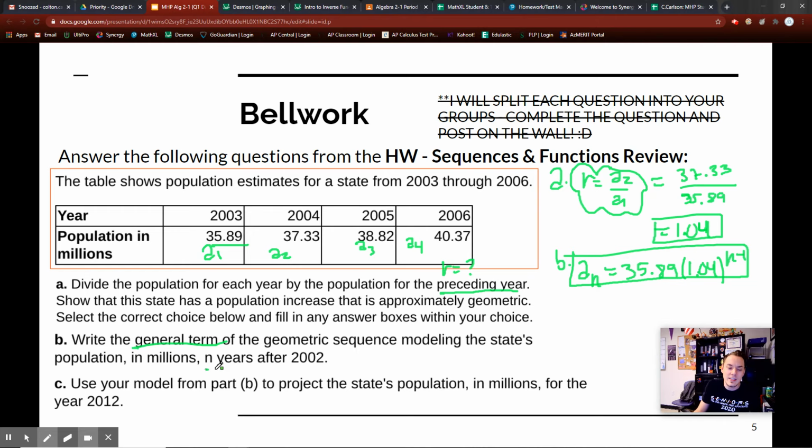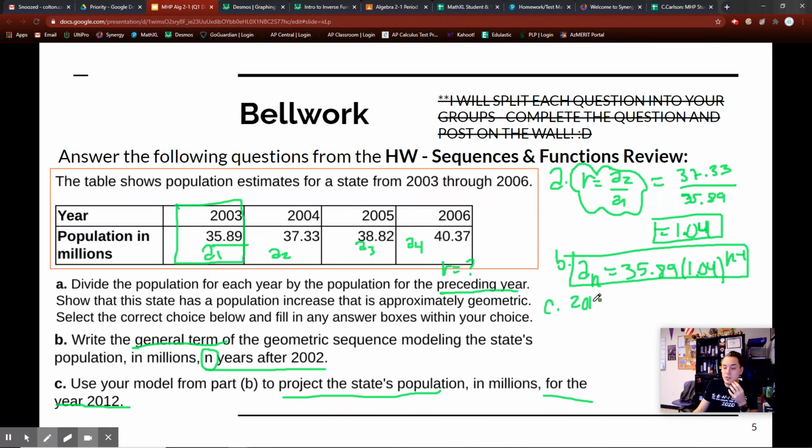Don't get confused when it says n years after 2002. Don't really worry about that. What you really need to worry about is what C is saying, and this is probably the most complicated. It's saying project the state's population in millions for the year 2012. Now here's the thing. You only have 2003, 2004, 5, and 6, right? You need to find what's 2012. But in order to do that, you need to find a particular term. What's a particular term? How many years have passed? N is literally years past. So how many years have passed from your first term to 2012?